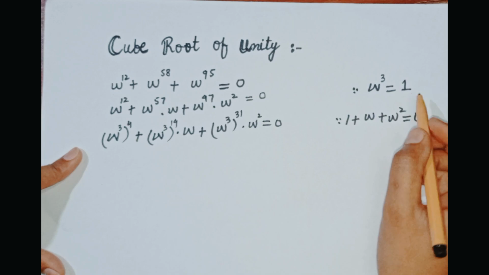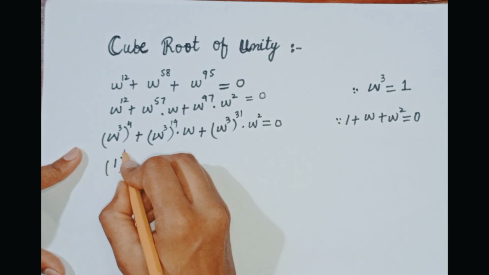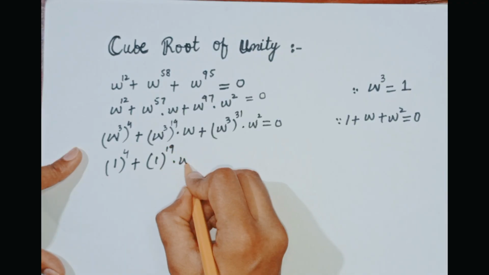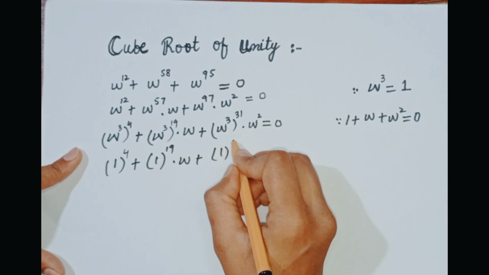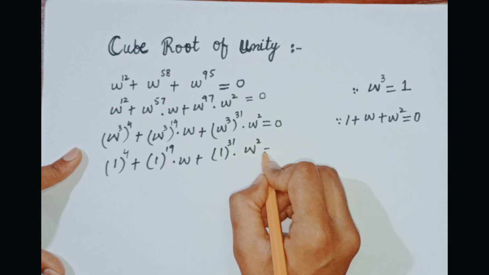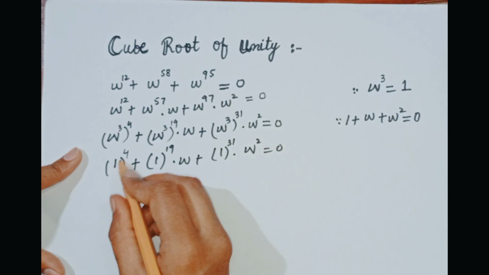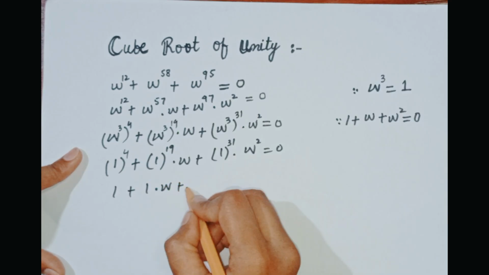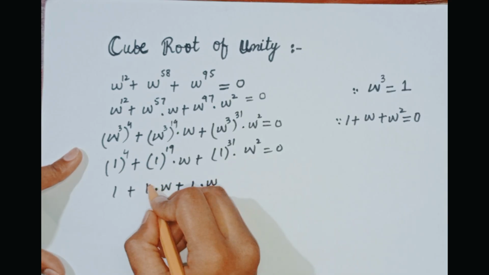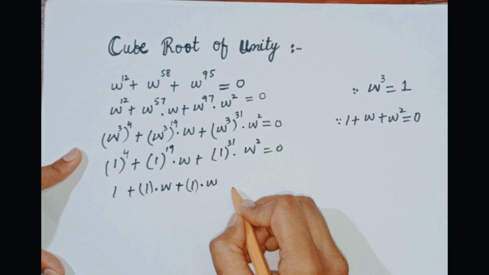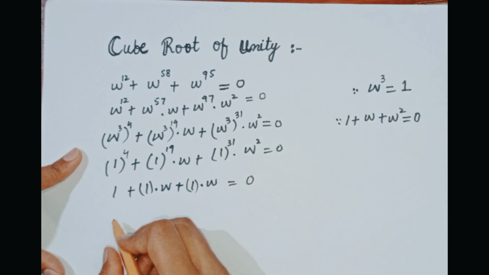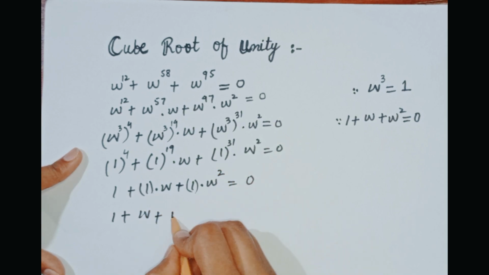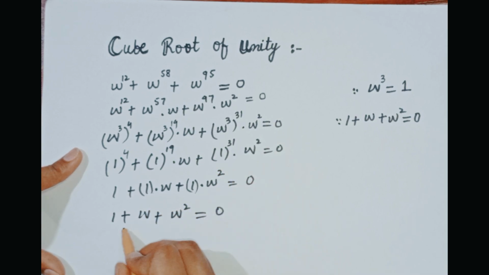Now omega cube is equal to 1, so 1 power 4 into omega cube, 1 power 19 into omega cube, 1 power 31 into omega square. 1 power 4 is 1, 1 power 19 is 1 into omega, 1 power 31 is 1 into omega square. 1 plus omega plus omega square is equal to 0. 1 plus 1 omega is omega and 1 omega square is omega square, which is equal to 0. The answer is 0.